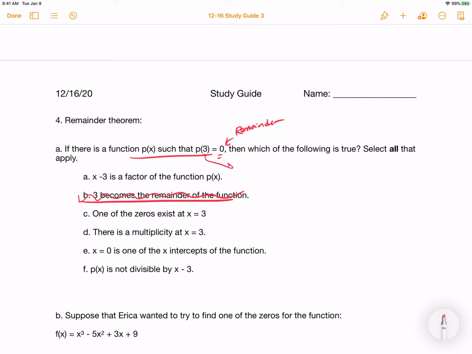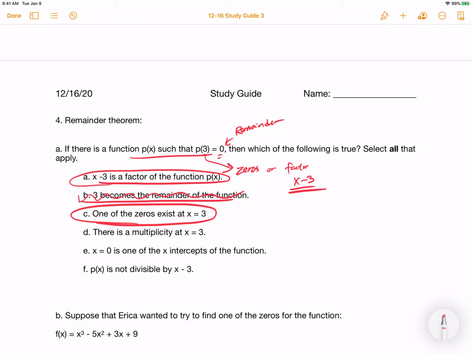And that 3 represents one of our zeros. Or the factor, if you make it, it should be x minus 3. So A is definitely an answer, and C is also definitely an answer. That is what this means, that you get a 0 at x equals 3, and the factor is x minus 3. There's no multiplicity, can't tell that from this alone.